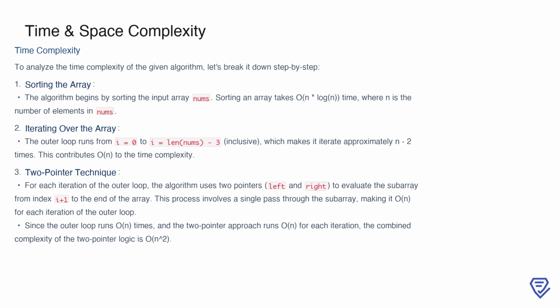Finally, within each iteration of the outer loop, we use the two-pointer technique. This involves a single pass through the subarray, which is also O(n). Combining these, the two-pointer logic runs O(n) times for each of the O(n) iterations of the outer loop, resulting in O(n squared) time complexity for this part of the algorithm.